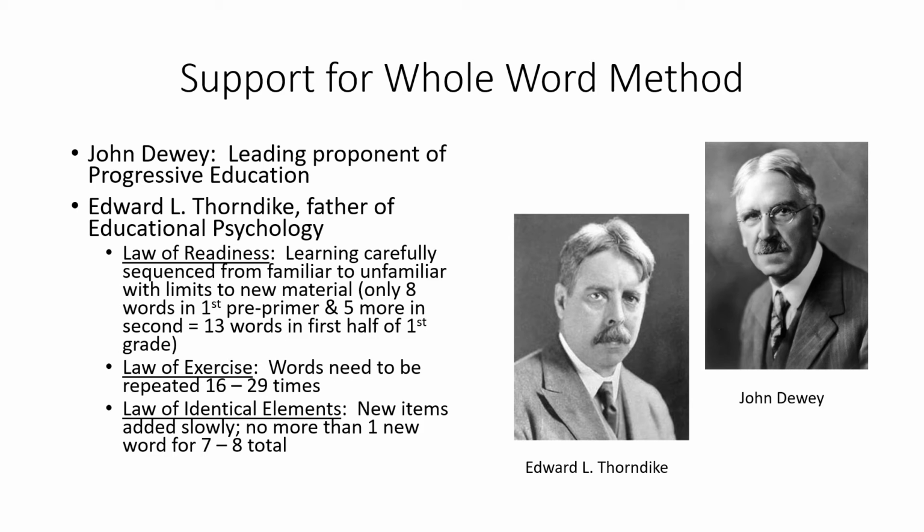The reason for the whole word method's ascendancy is that it had the support of two of the leading thinkers in American education. John Dewey, the leading proponent of progressive education, endorsed the whole word method, as did Edward Thorndike, the father of educational psychology. For Thorndike, the whole word method fit very neatly into his scheme of how learning should be conducted altogether. Thorndike developed a number of laws regarding education and learning.